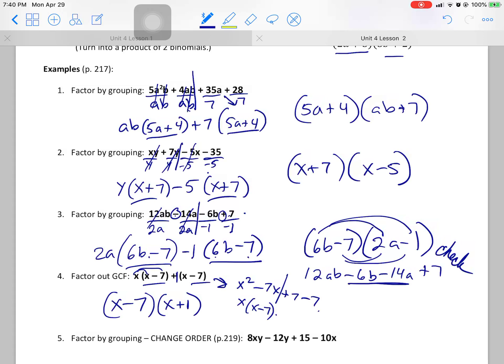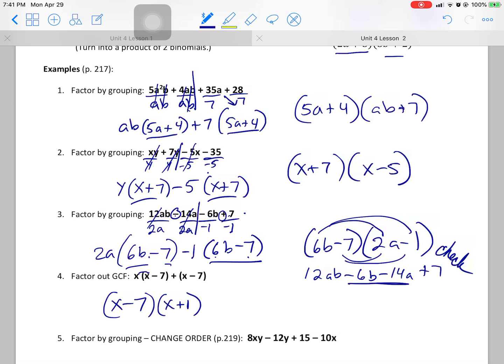Oh, wait. That was an x. I'm sorry. Hang on. I messed that one up. This is what happens when I go off script. Okay. I was just trying to prove that this right here is the same as this down here.